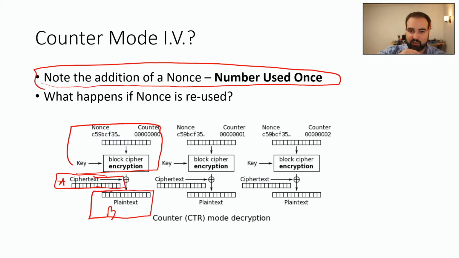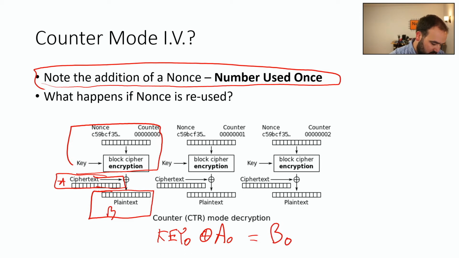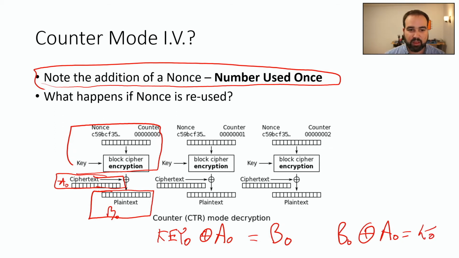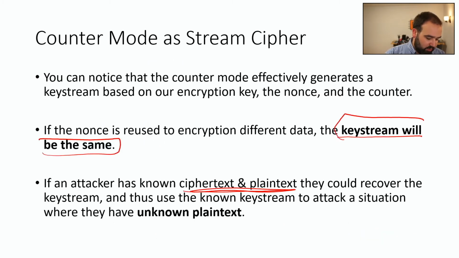Normally, the key stream is XORed with A. So we normally have key 0 XOR A0 equals B0. Well, if we know A and B, but we don't know the key, we could just say B0 XOR A0 equals key 0. So now we know what that key stream is for that first block. Normally that wouldn't matter because that key stream is never reused, but if the nonce is reused, then that key stream ends up being used somewhere else. And then I could use that to decrypt something where I don't know the plaintext. I only have the ciphertext.